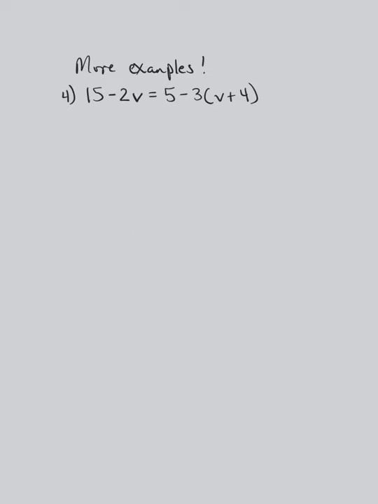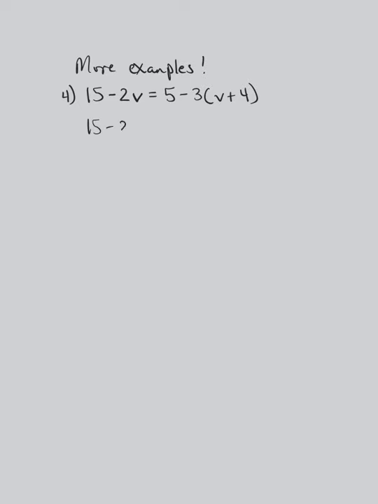I'm just going to write one at a time just in case I run out of room, so I don't have to keep doing that. Okay, so here's our first one. On any of these, just go ahead and pause at the beginning if you want to try it and see if you can get it right. All right, but anyway, on this one, we look to see if we can simplify either side. My left side's 15 minus 2v. There's no parentheses, and these aren't like terms. So there's nothing I can do with my left side.